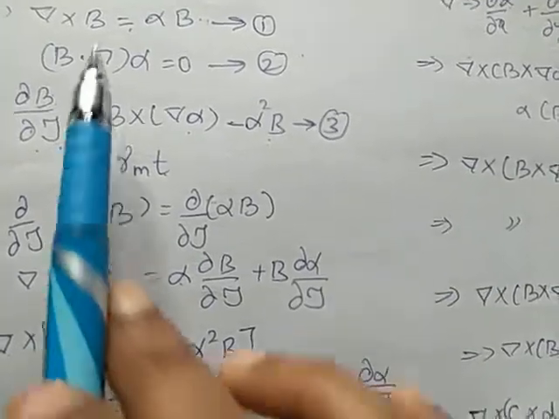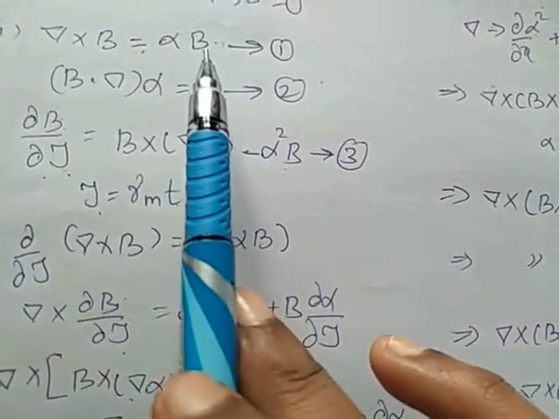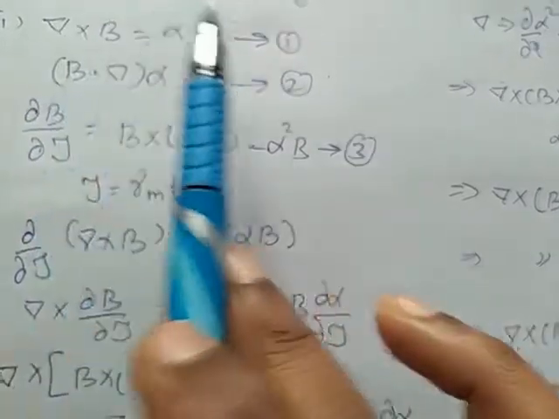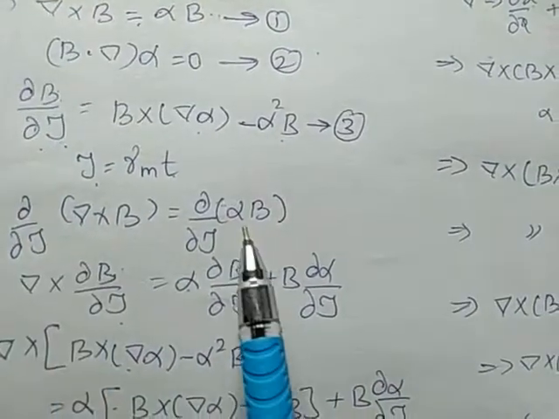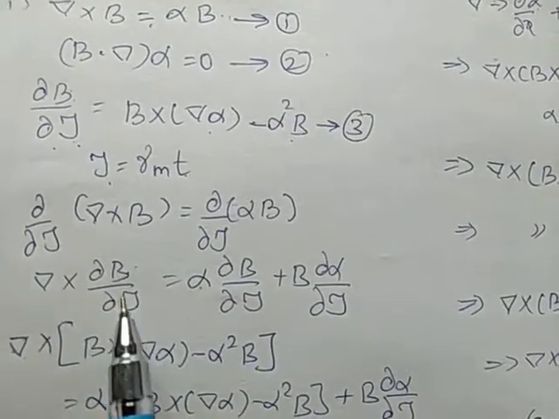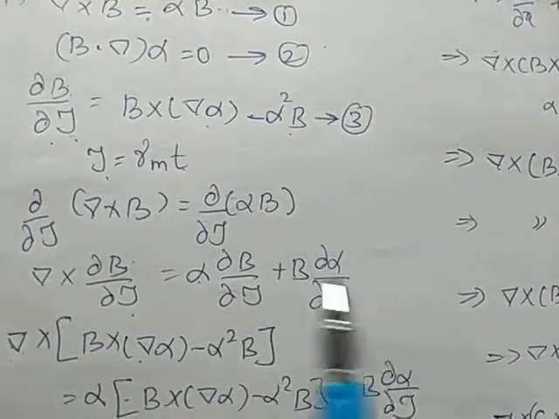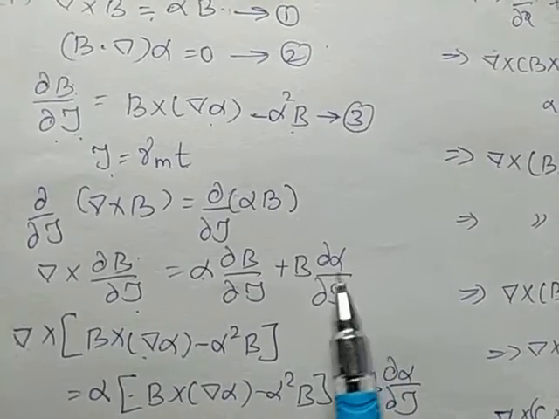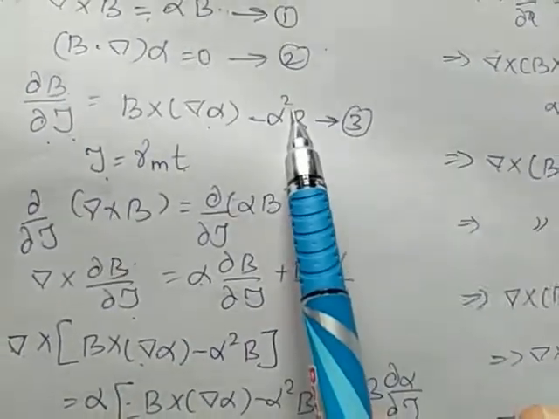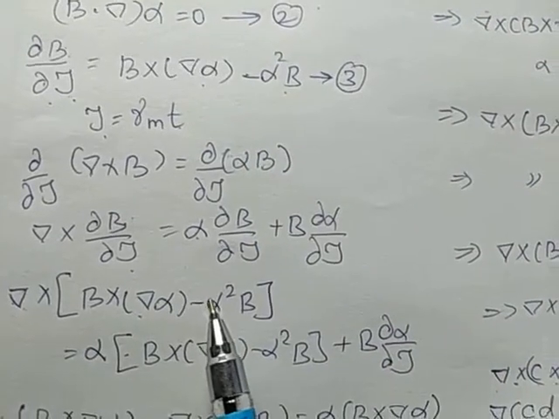So in this, our first equation is del cross B is equal to alpha B. Here we are going to differentiate with respect to tau. So this is nothing but curl of dou B by dou tau. Here I have used the product rule. What is the value of B? From equation 3, I have substituted the value of B.